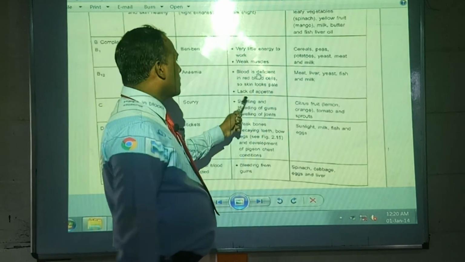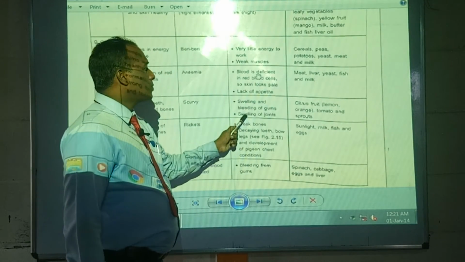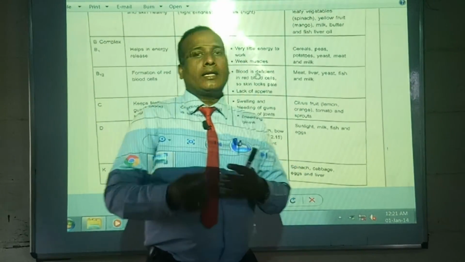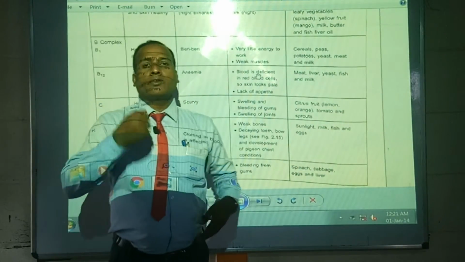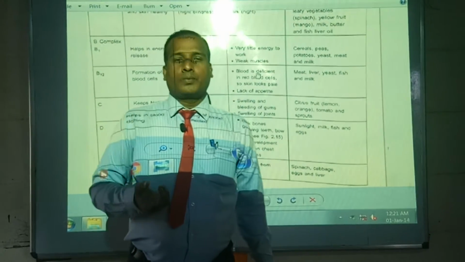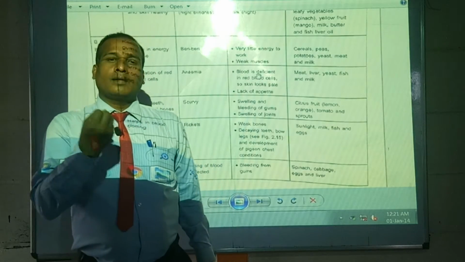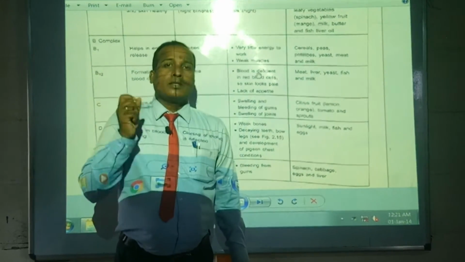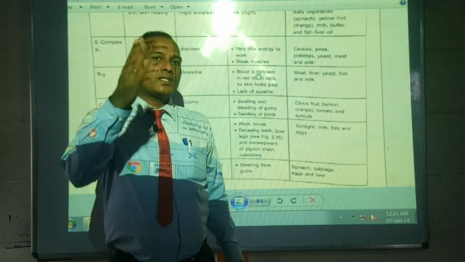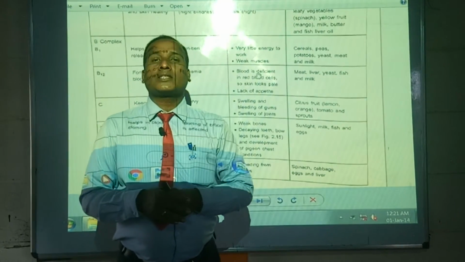Next, what are the symptoms? Swelling and bleeding of gums, swelling of joints. Our joints will get pain, and from our gums, whenever we brush or eat some apple or fruits, at that time the bleeding will come. That is due to the deficiency of vitamin C, and this disease is called scurvy.